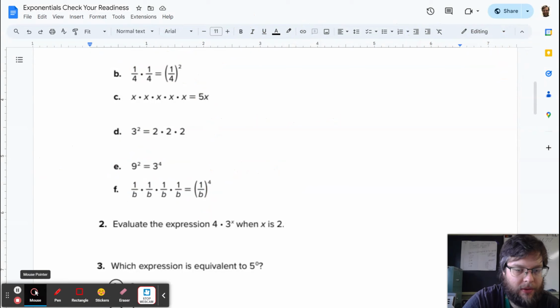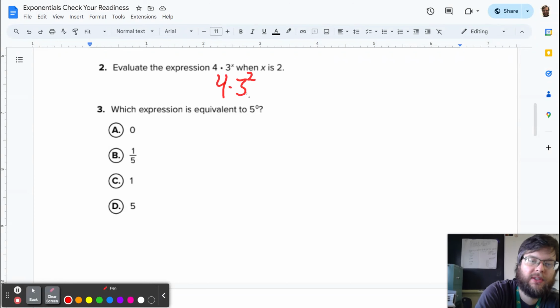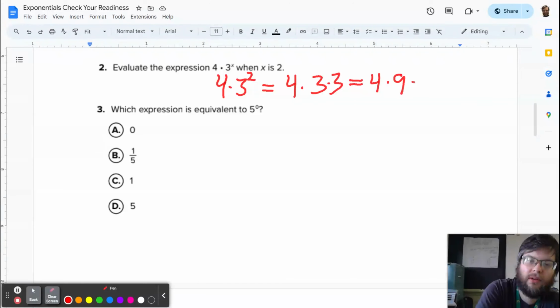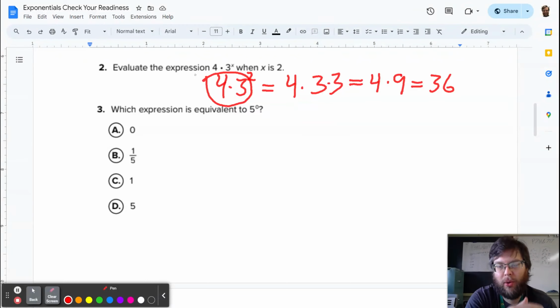All right, looking down at number 2, 4 times 3 to the x when x is equal to 2 means I'm going 4 times 3 to the 2. PEMDAS, your order of operations, means you do your exponent first. 3 times 3 is 9. 4 times 9 is 36. Please don't make the mistake of trying to do 4 times 3 first to get 12. It's not 12 squared. It's not 12 times 12. It's 4 times 3 squared. The exponent happens first.